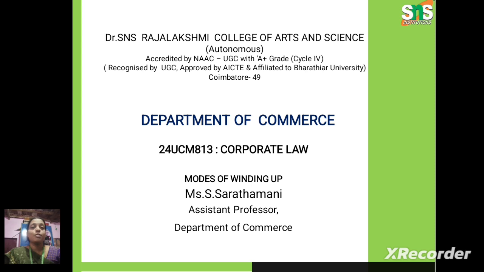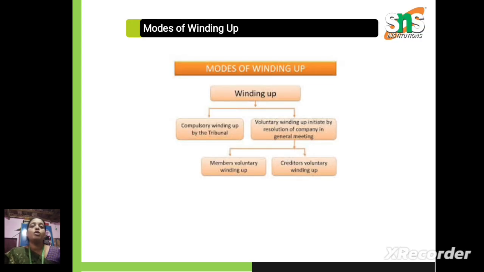Today we discussed modes of winding up. Modes of winding up are divided into two types. One is compulsory winding up by the tribunal, and the next one is voluntary winding up. Voluntary winding up refers to when a company is wound up by its members and the creditors without the intervention of a tribunal.